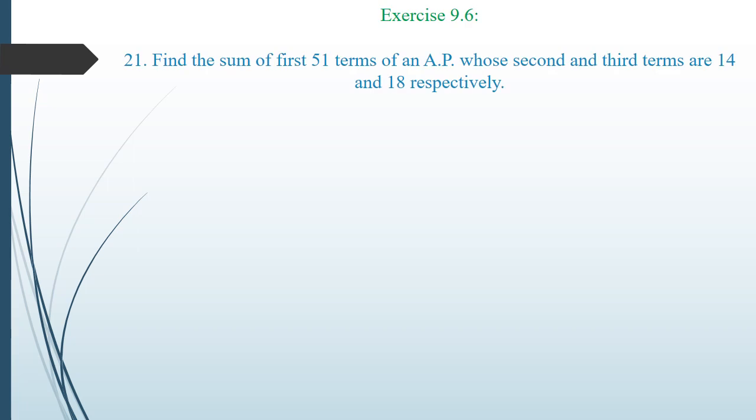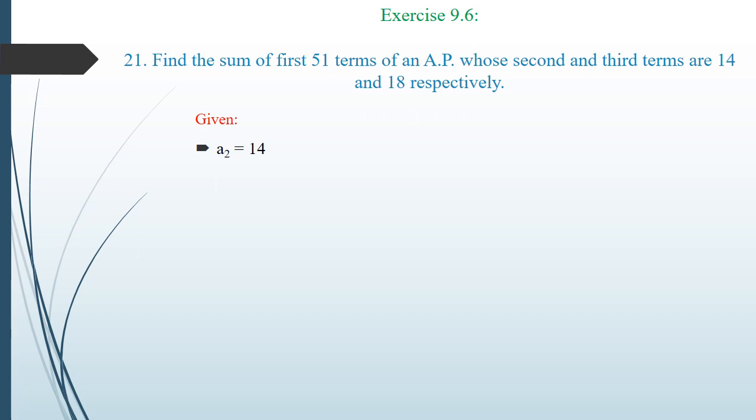First question of this video is going to be question number 21, which says find the sum of first 51 terms of an AP whose second and third terms are 14 and 18 respectively. Let us see how we can proceed with this problem. First, let us note down the given data.